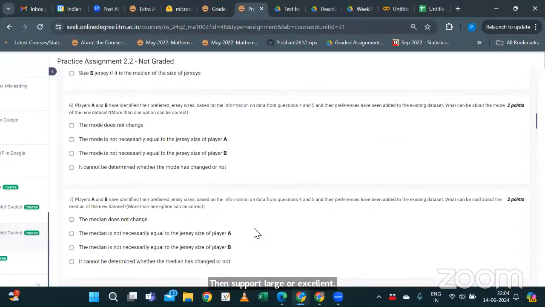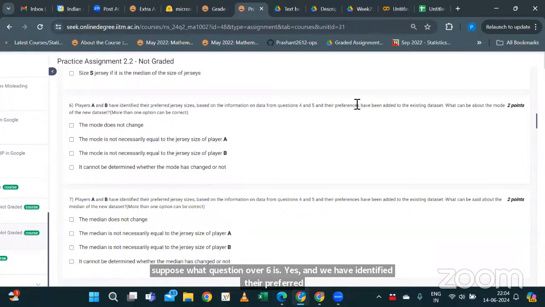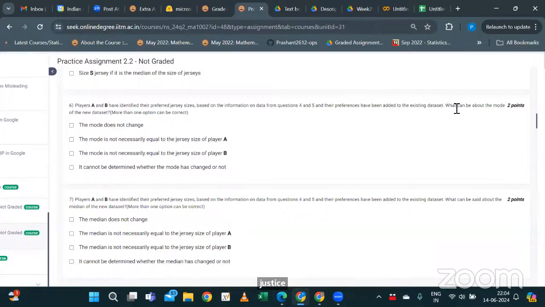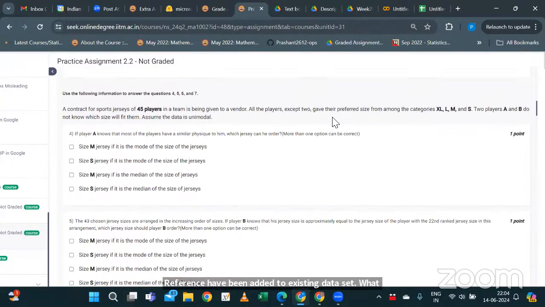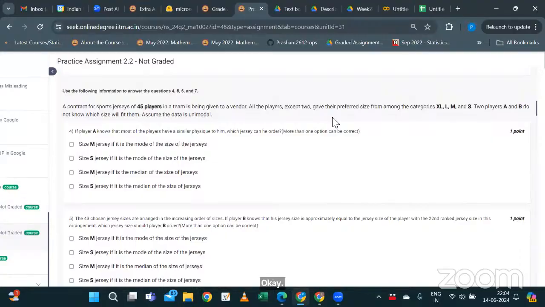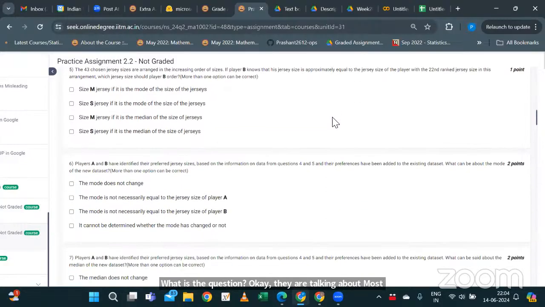Suppose question number 6: players A and B have identified their preferred jersey sizes based on the information from questions 4 and 5. Their preferences have been added to the existing data set. What can be said about the mode of the new data set? What are questions 4 and 5? They are talking about the mode. The question says the jersey of player A could be M or S, and similarly for player B, it could be M or S. So I think the mode is not necessarily equal to the jersey of B.